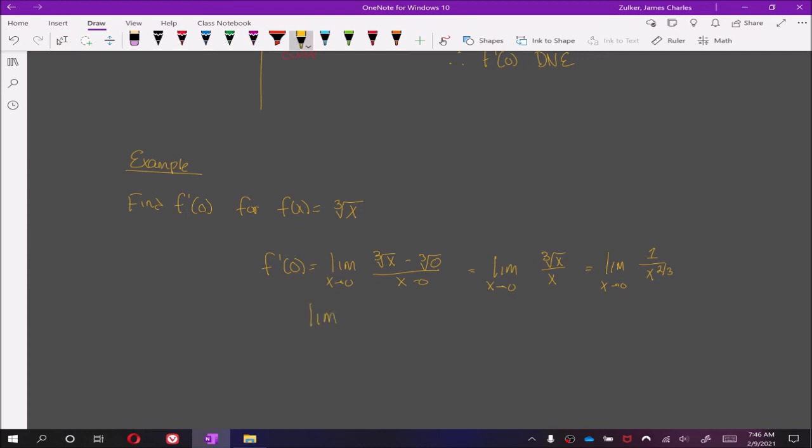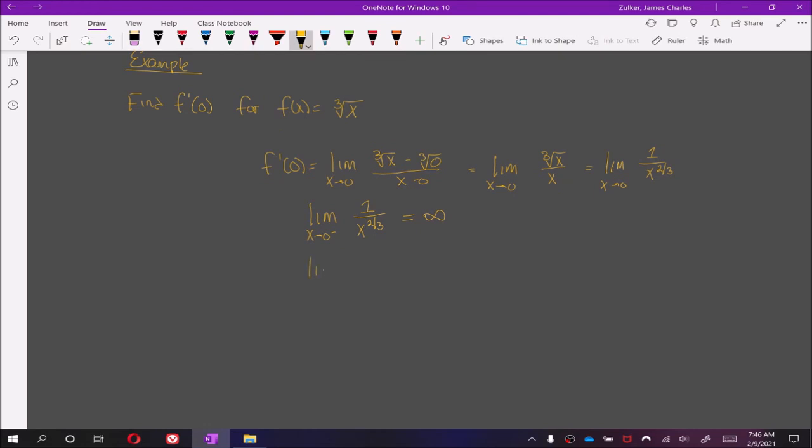Left-handed limit is positive infinity, right? The right-handed limit is positive infinity. So the limit at 0 is infinity. This means that f prime of 0 is infinite, so it does not exist.